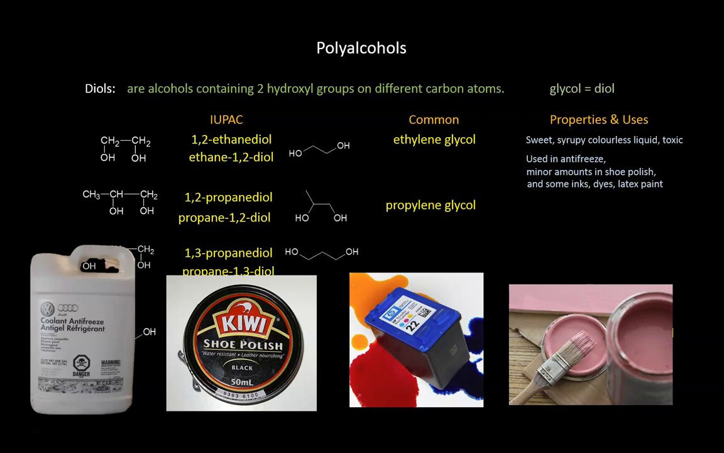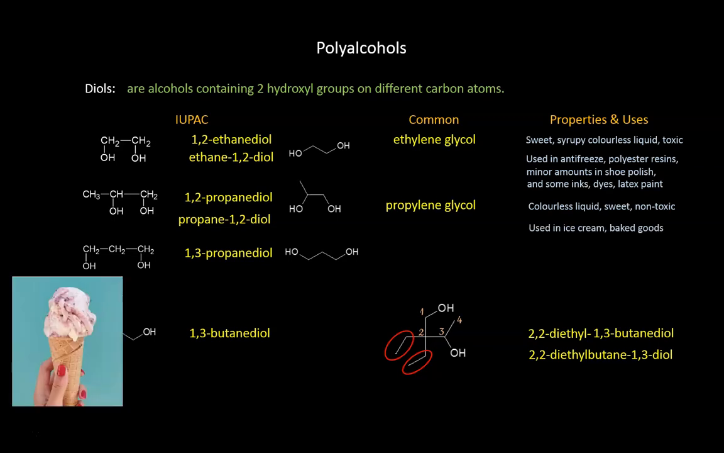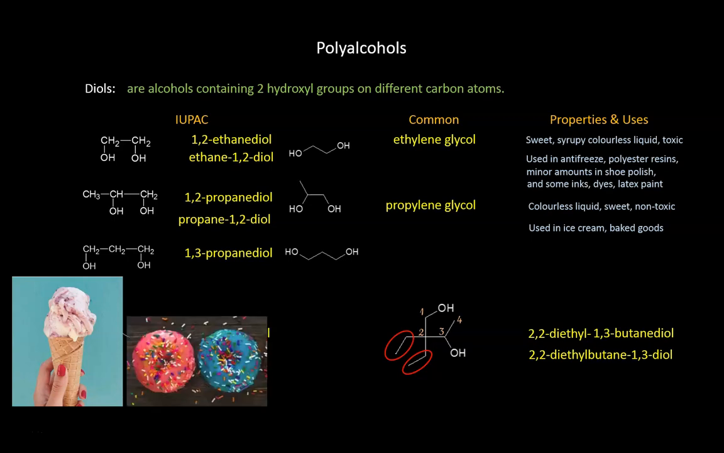Now, let's look at propylene glycol. It is a colorless liquid, sweet, but this one is non-toxic. It's used in the food industry, for example, in ice cream and baked goods. Here's ice cream and donuts. The propylene glycol is good at maintaining moisture and flavor.